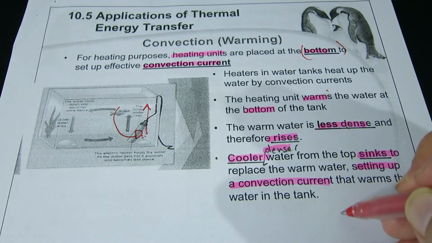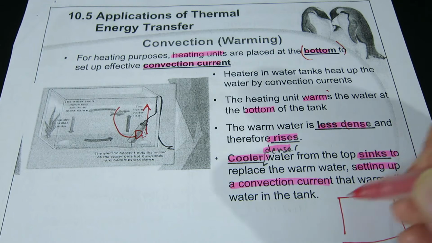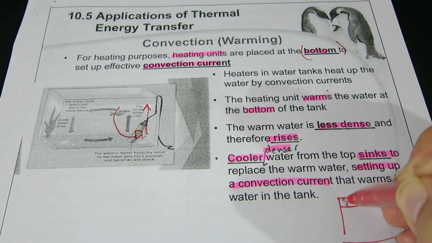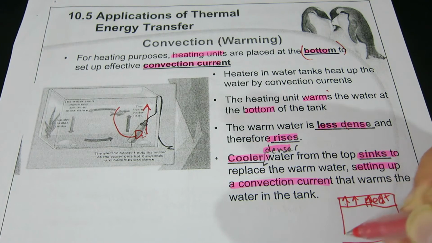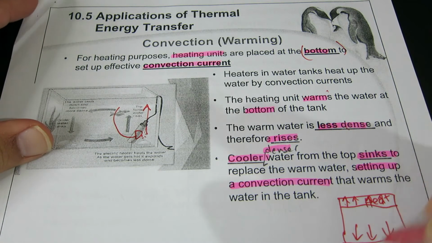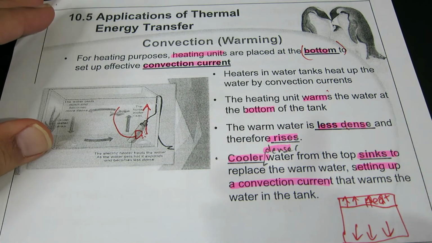The same argument applies if I put a heating unit near the top of the object that I want to heat up. Then only the hot water will remain at the top. The cooler water will always remain at the bottom. So you won't have an effective convection current being formed.